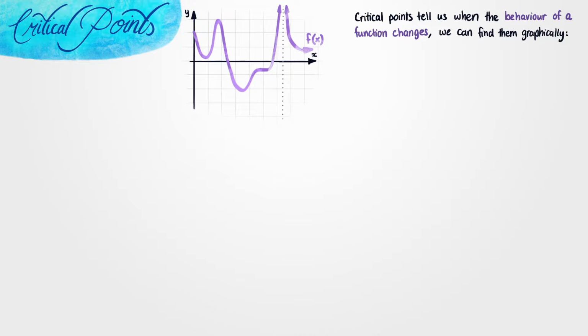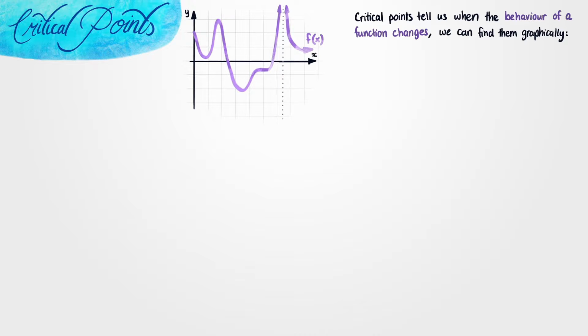Okay, so we're saying that we can find critical points graphically. So to show you this, I'm going to start with the graph of some function. Okay, so to make sense of the critical points of a function like this, it turns out you're going to need more than just the function itself. You're also going to need its derivatives.